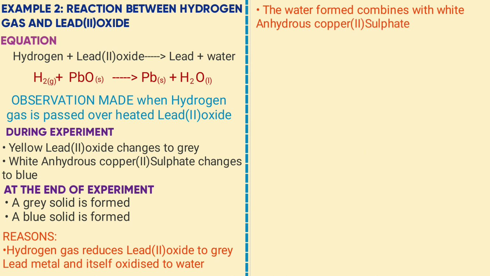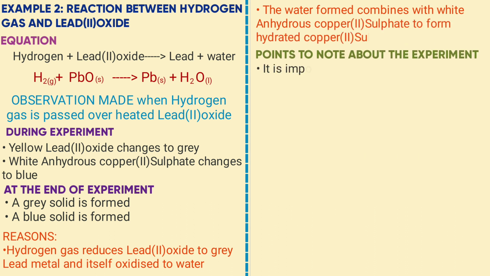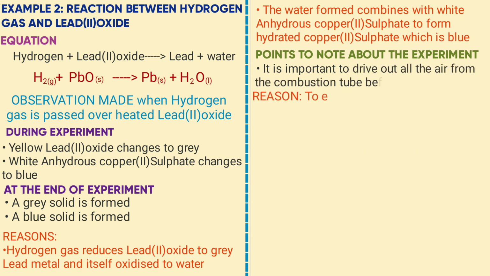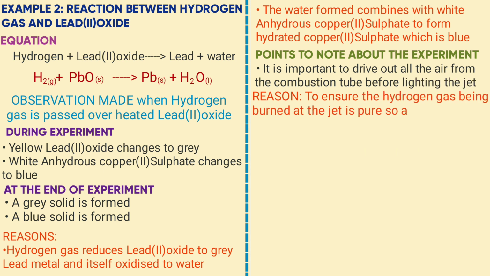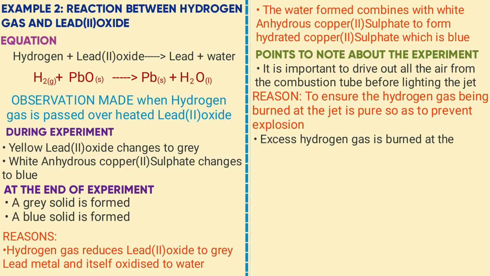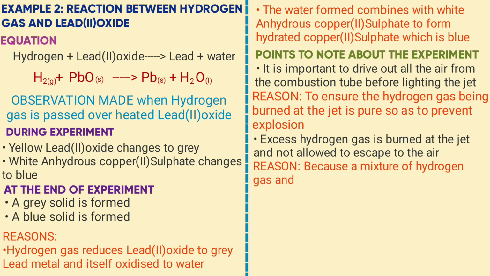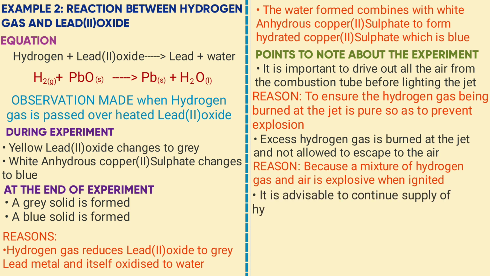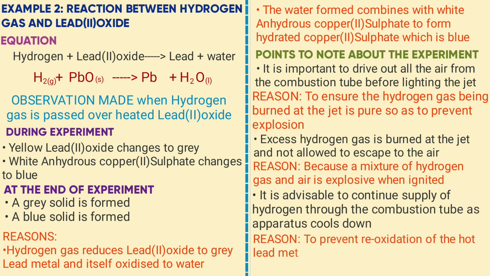Now, points to note from the experiments. It is important to drive out all the air from the combustion tube before lighting the jet. Reason: to ensure the hydrogen being burnt at the jet is pure to prevent explosion. Note 2: excess hydrogen is burnt and not allowed to escape into the air. Reason: because a mixture of hydrogen and air is explosive when ignited. Last point: it's advisable to continue the supply of hydrogen gas through the tube as the apparatus cools down. Reason: to prevent reoxidation of the hot metal by oxygen from the air.